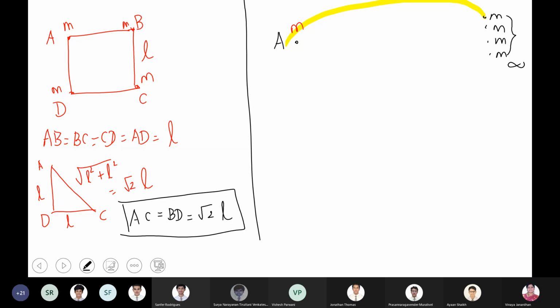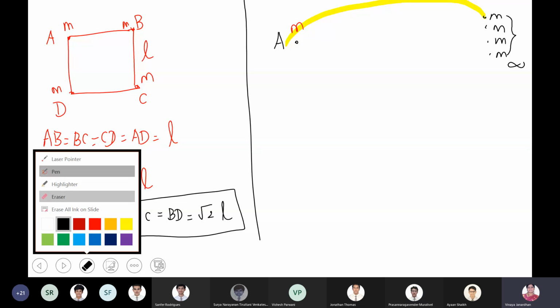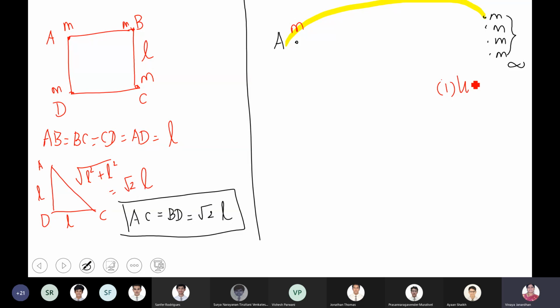I'll imagine four masses are initially at infinity. I have to bring each and every mass step by step to point A, B, C, and D. First, let me put the mass at point A. Now, there is no gravitational field, no force. So the work done in this case, which is the potential energy, is equal to 0. So for the first case, UA, I'll put this as 0.